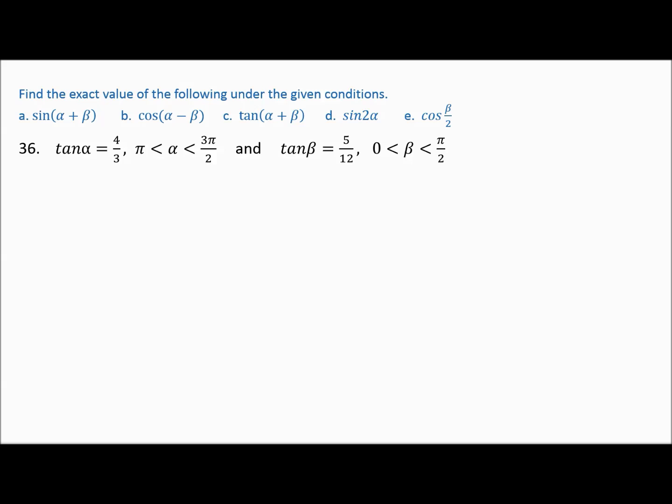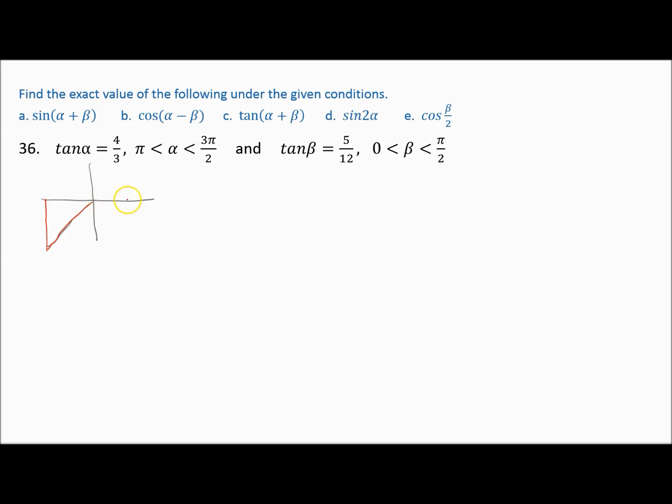Alright, so we have another one of these problems, the triangle problems, but we have 5 different questions to answer again. I need to draw a triangle for tangent of alpha is equal to 4/3. It tells me that pi is less than alpha is less than 3 pi over 2. In other words, the angle alpha is between pi and 3 pi over 2. We're talking about right over here, okay? Let's draw that in red. Then you go back to the axis.